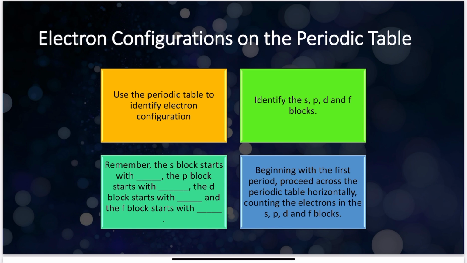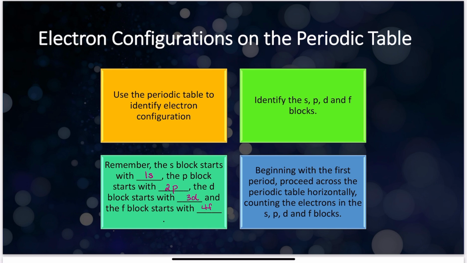So please use this. You're going to need to be able to identify the S, P, D, and F blocks on the table, and I will show you what those are in a minute. You also need to remember, though, the blocks start with very specific things. So the S block starts with 1s. The P block starts with 2p. The D block starts with 3d, and the F block starts with 4f.